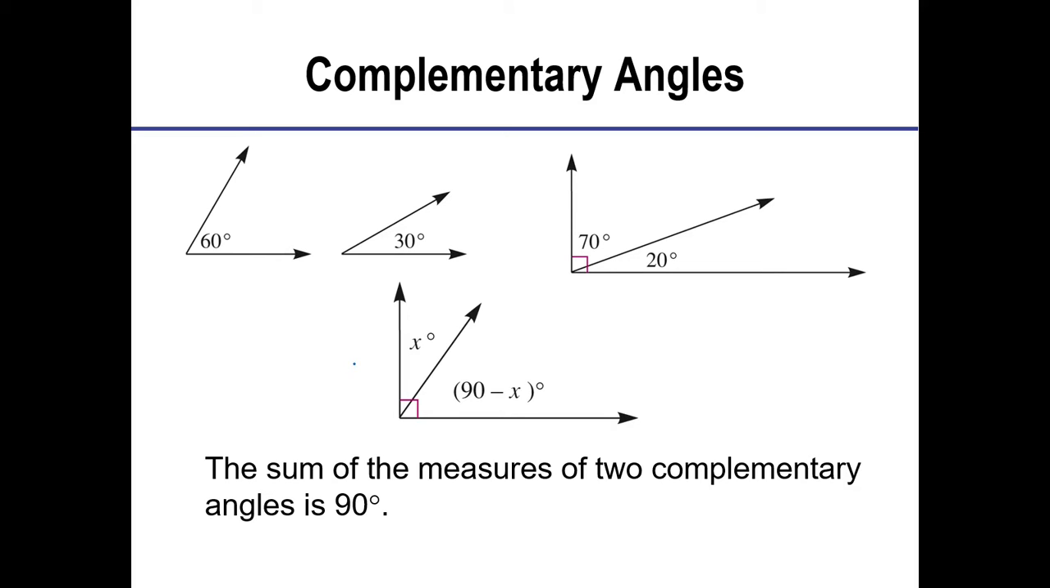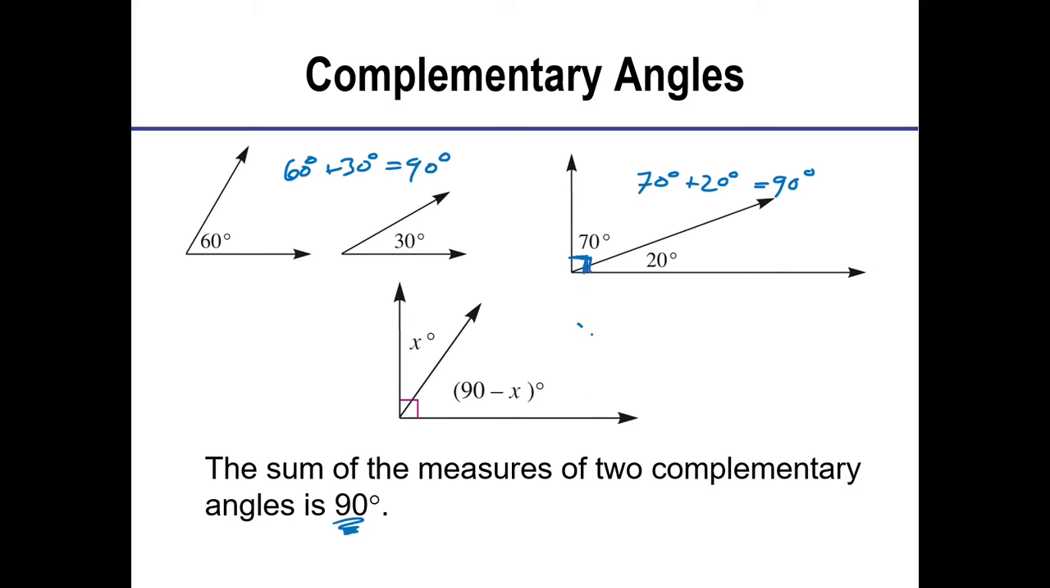Complementary angles are angles whose sum adds up to 90 degrees. 60 degrees plus 30 degrees yields 90 degrees, so 60 degrees and 30 degrees are complementary angles. 70 degrees plus 20 degrees again adds up to 90 degrees, so 20 degrees and 70 degrees are complementary angles.